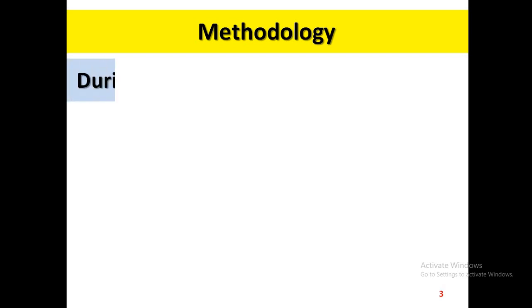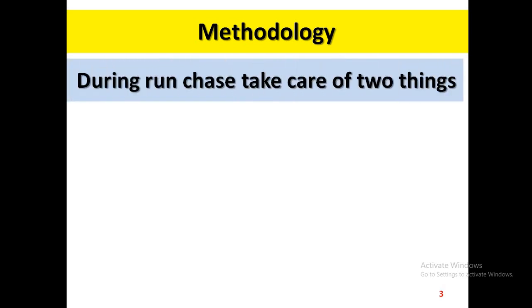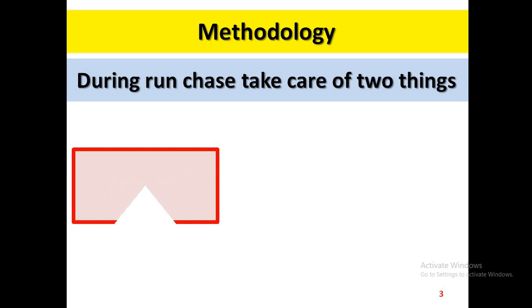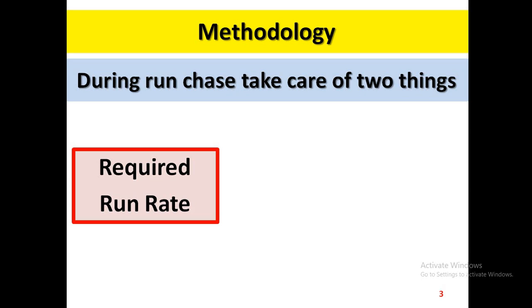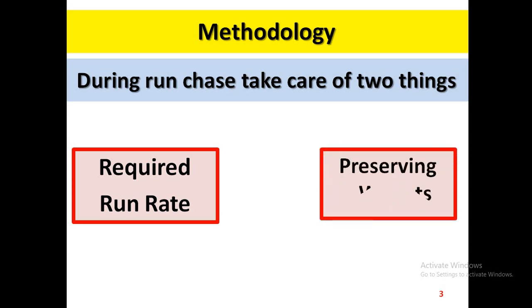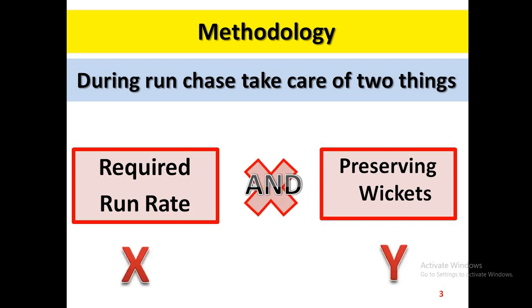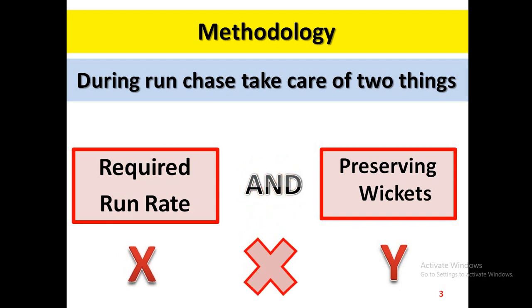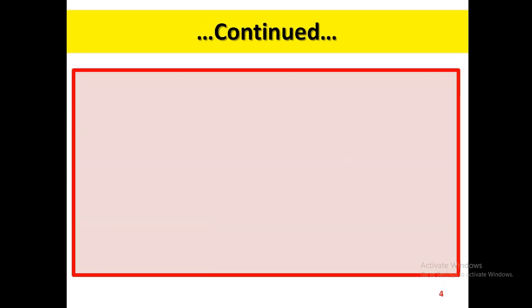And in order to do that, they have to do two things during the run chase. They have to take care that they are scoring runs at the rate which is required for them to win the match, and they also need to preserve their wickets. If we call the first one X and the second one Y, these two things, when we want them to happen simultaneously, are to be multiplied, and this is what gives us the basis of a pressure index.